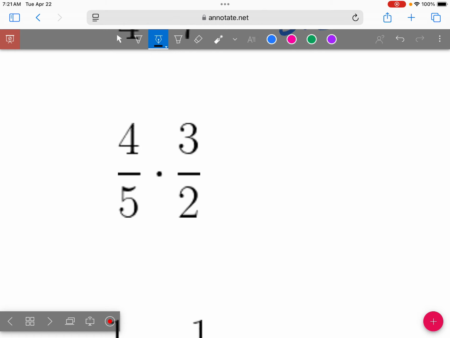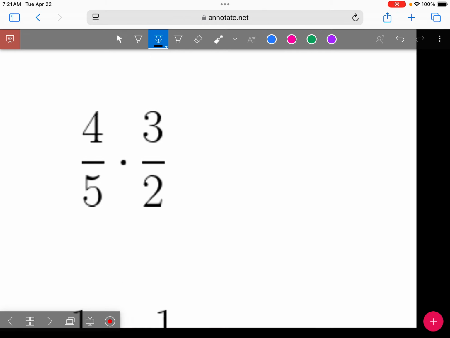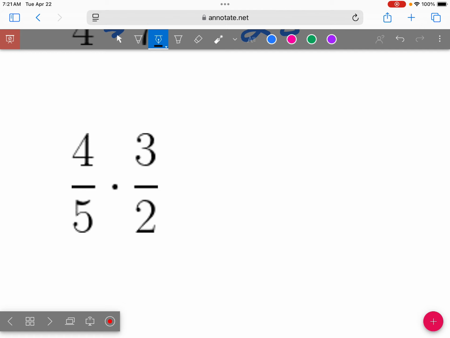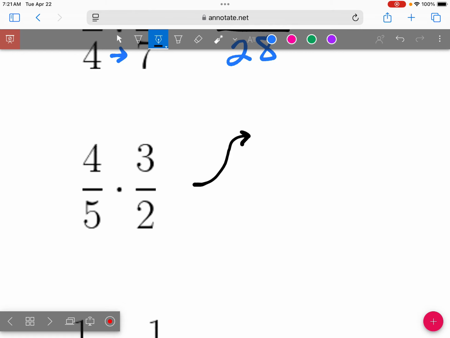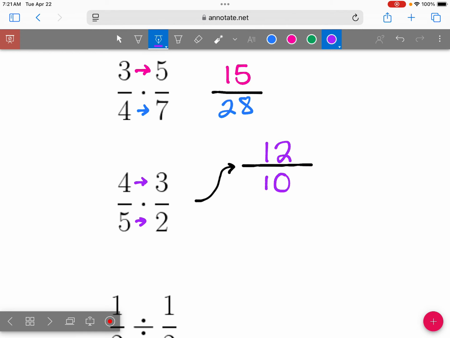What about for this next one? What can we do for our 4/5 times 3/2? I'm actually going to show us 2 different ways to do this one. We could just do exactly like we did before, going straight across. 4 times 3 gives us 12. 5 times 2 gives us 10. Does that simplify? What are they both divisible by? 2. So I could put this as 6/5 because they both divide by 2. So you could multiply things out to bigger numbers and then simplify.